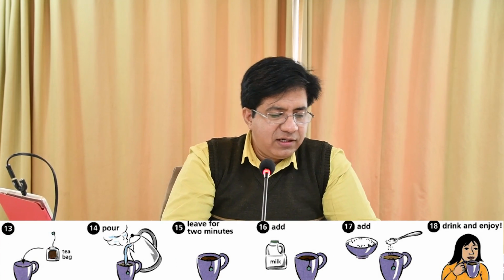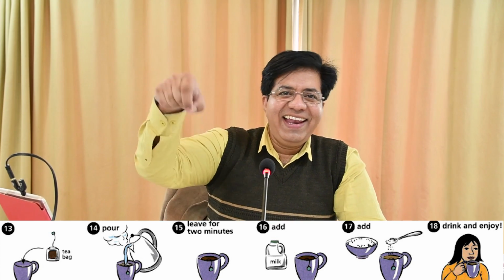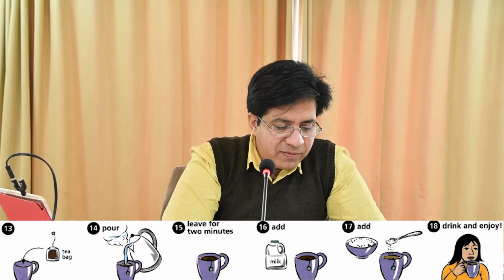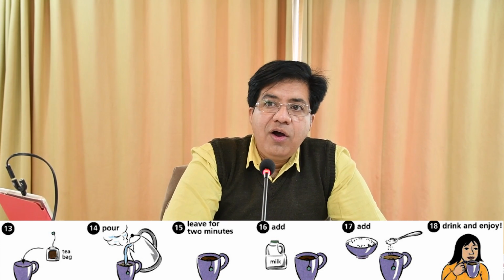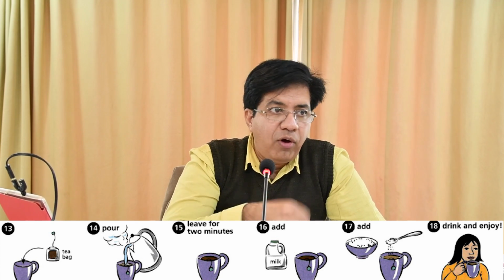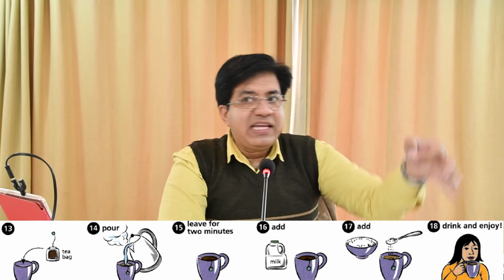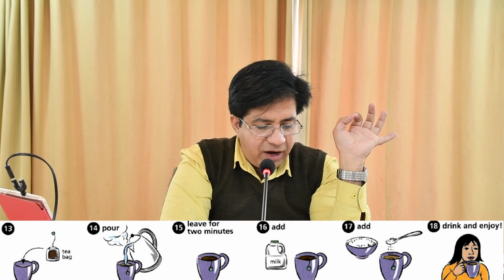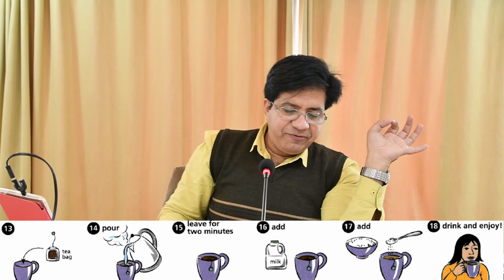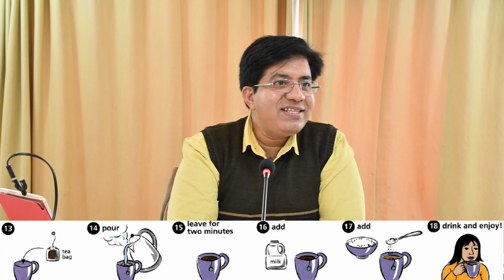Step number 13, tea bag, the amulet-like tea. Okay, so you can add a tea bag into this. Step number 14, pour hot water, hot water. Okay, if you only say pour some water, wrong. Pour some hot water. Then leave for 2 minutes. Leave the tea bag in hot water for 2 minutes. And after that, sugar and milk can be added. And finally, you see, Tabassum is enjoying a nice cup of tea.